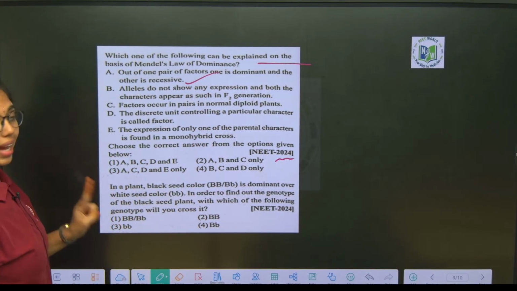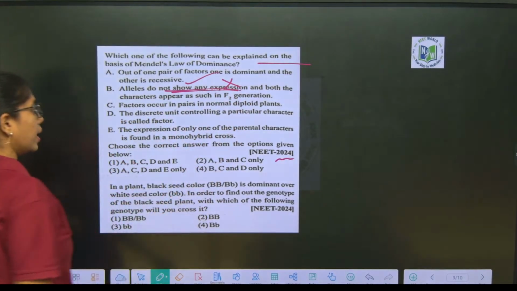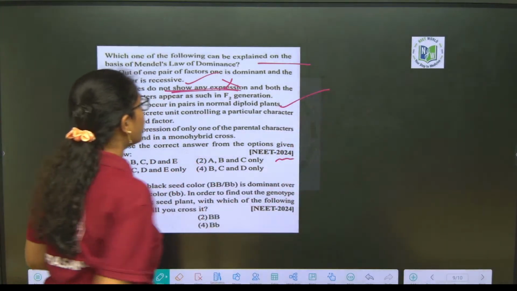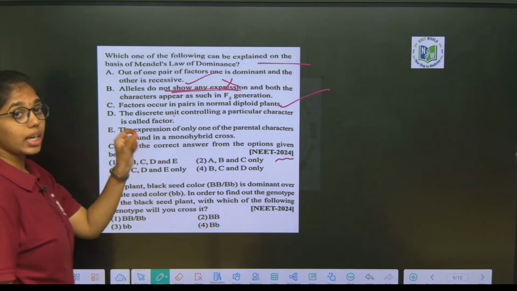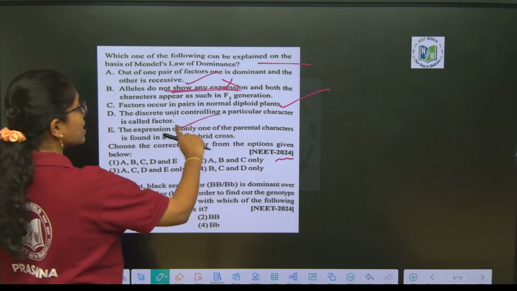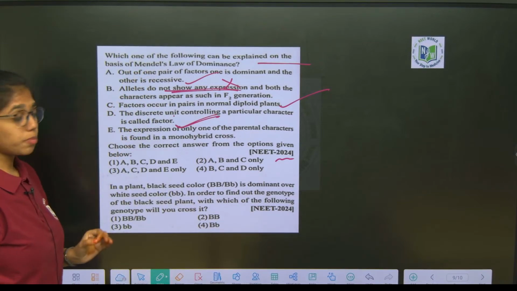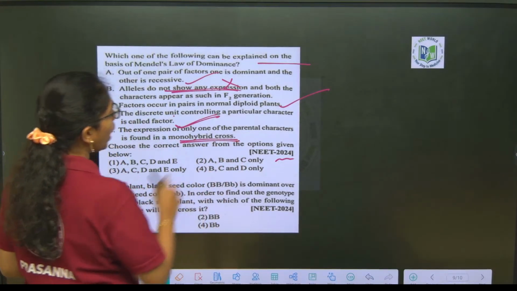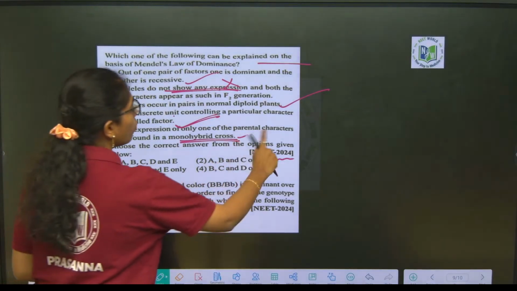Alleles do not show any expression. No, alleles will show expression. So, B you can eliminate. Factors occur in pairs in a normal diploid plant. Yes, in a normal diploid plant, factors will occur in pairs. The discrete unit controlling a particular character is called a factor according to Mendel's law of dominance. The expression of one of the parental characters is found in a monohybrid cross. Yes, one of the parental characters is expressed in the monohybrid cross.